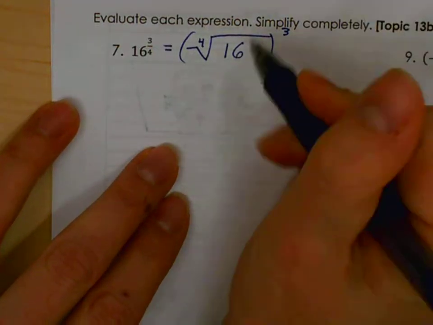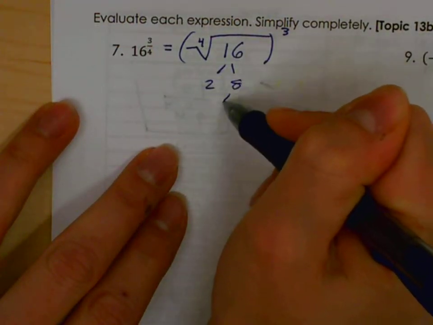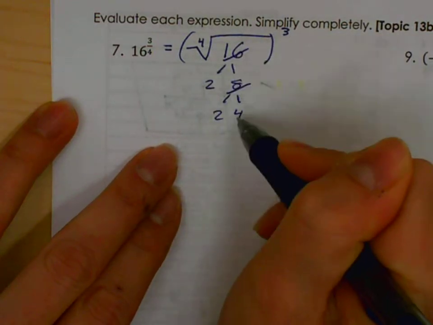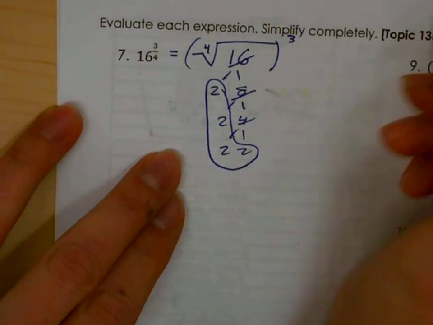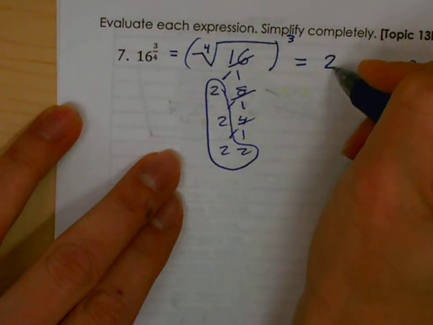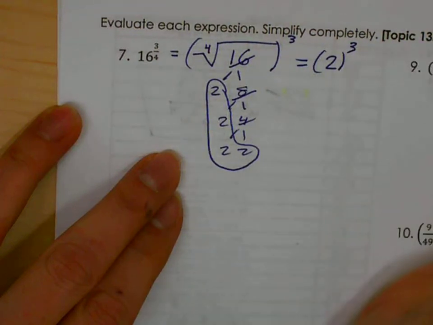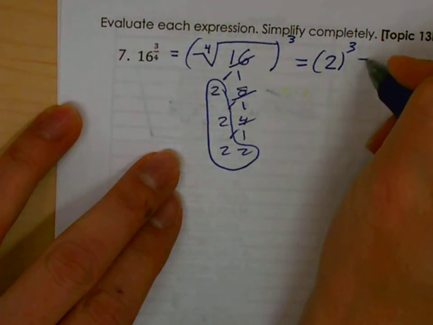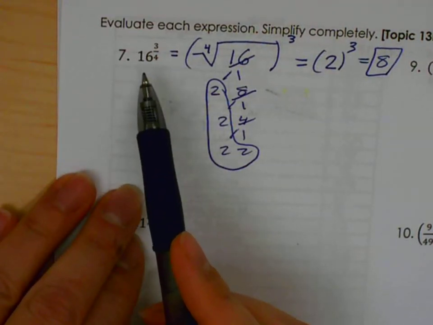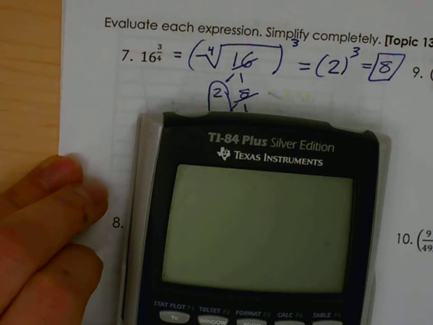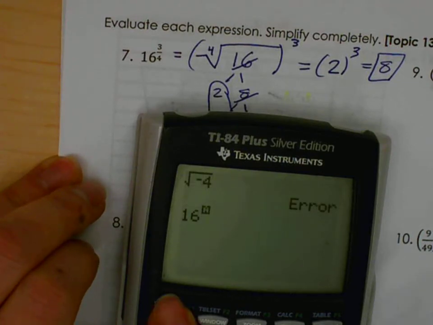The fourth root of 16, well, 2 times 8, 2 times 4, 2 times 2. I have one group of 4. So the fourth root of 16 is 2, and then we still need to raise that to the third power. 2 times 2 times 2 is 8. And these kind of problems with just numbers you should be checking in your calculator. So after you do all this lovely work, you should be saying, okay, 16 to the alpha y equals 3 over 4 equals 8.